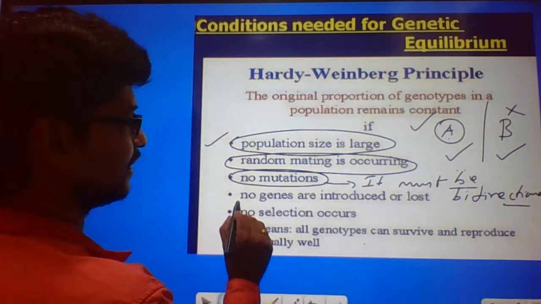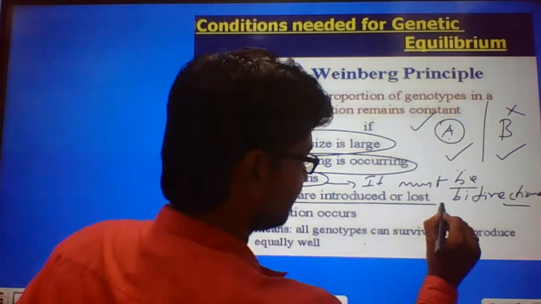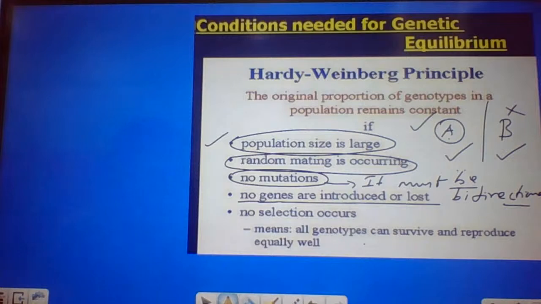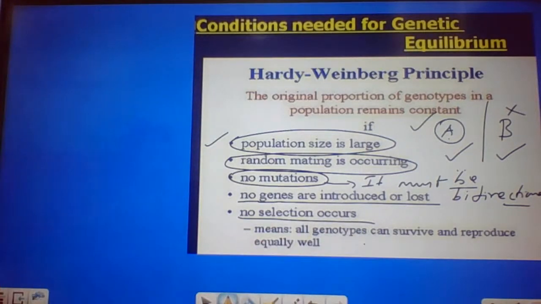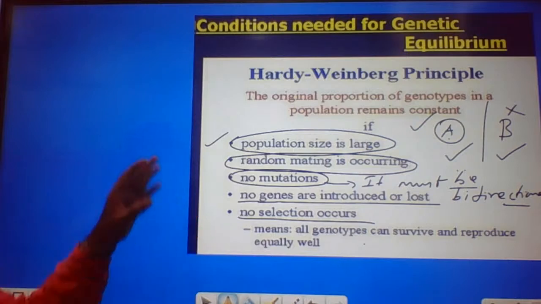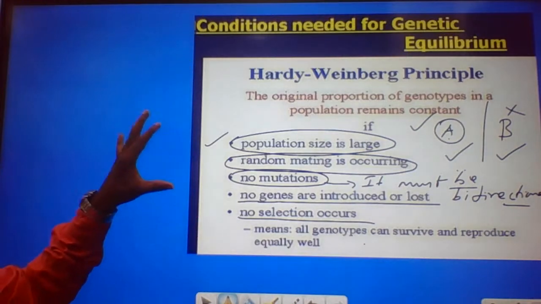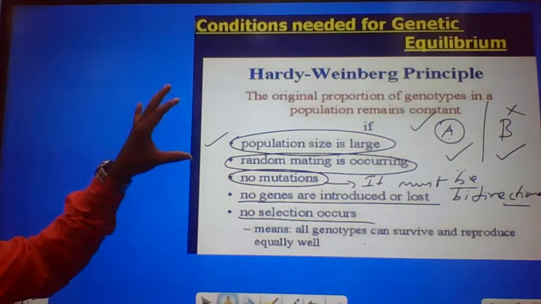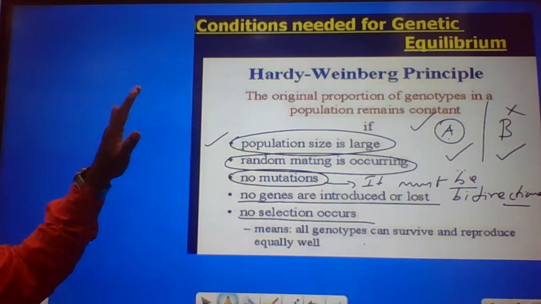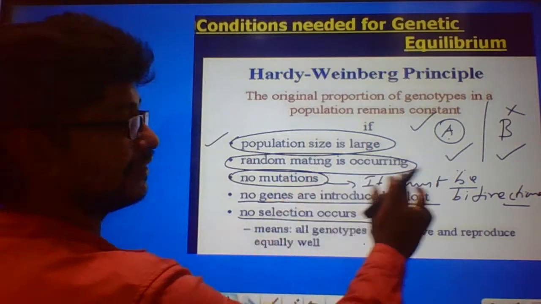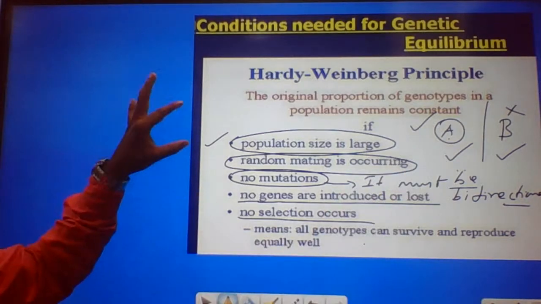And the next condition is no genes are introduced or lost and no selection occurs. It means all genotypes can survive and reproduce equally well. So the conditions we're talking about for Hardy-Weinberg are that the population must be big in size, organisms should show random mating and no mutation. If mutation occurs, it must be on both sides. This is the third condition.